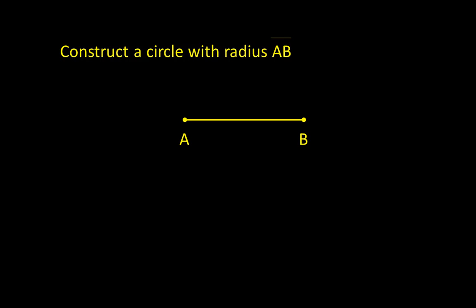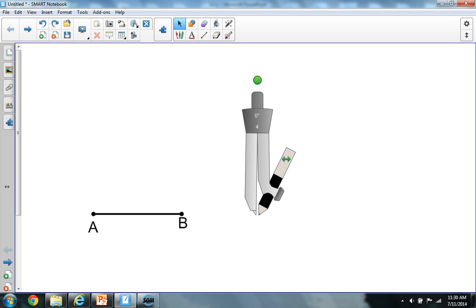So we're going to start with constructing a circle with a radius equal to line segment AB. So we'll start by thinking about what makes a circle a circle. A circle is defined to be the set of all points that are equidistant from a point that's called the center of the circle. So the first thing we're going to do is draw a point to use as the center of our circle. So there it is, that's the center.